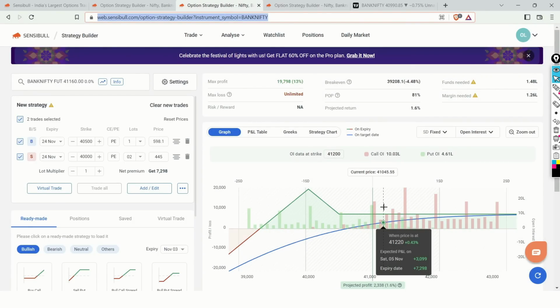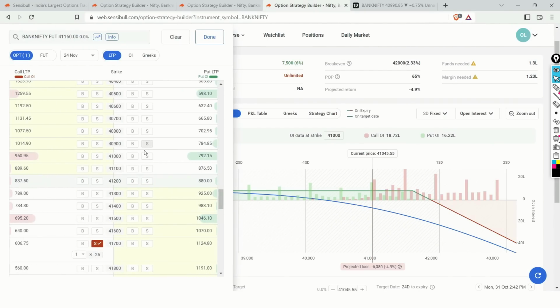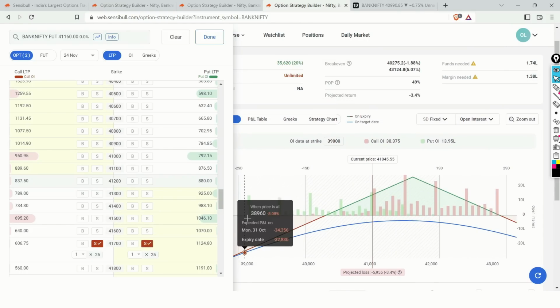We would have our original ratio back, which is going to give us profit if the market comes towards 41,700. Then we have a naked call sell leg, which again we can manage by either converting this to a short straddle or a short strangle. So we can manage this in multiple ways depending on where the market ends up heading.